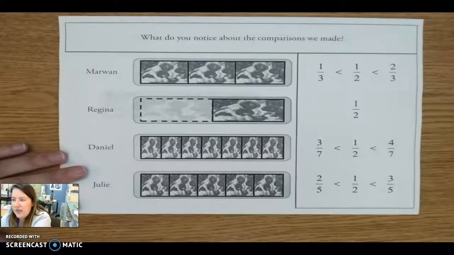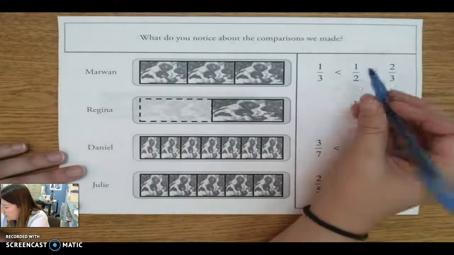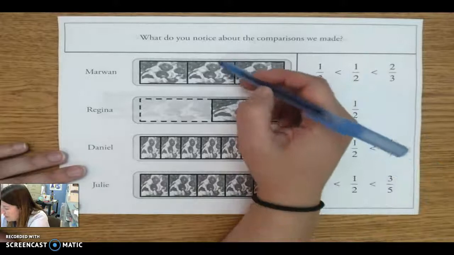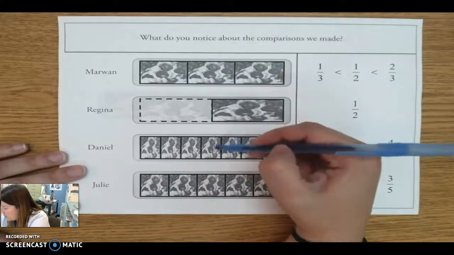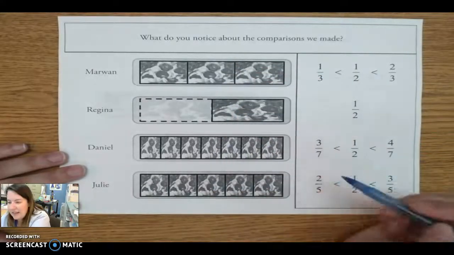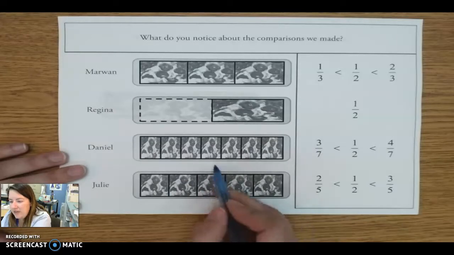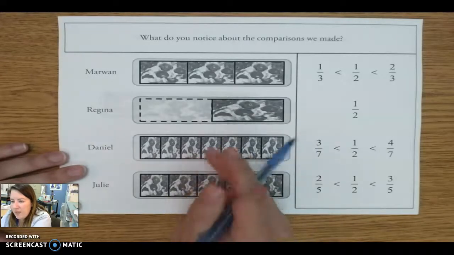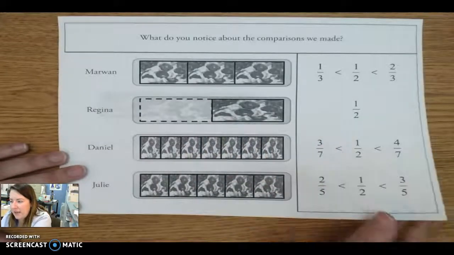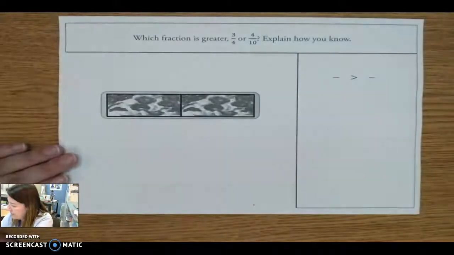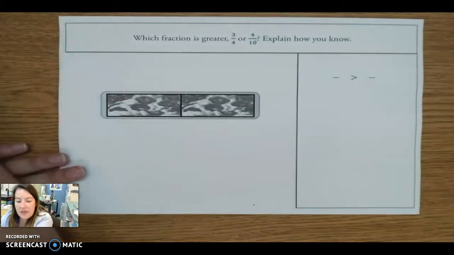What do you notice about the comparisons we made? Very similarly to what we just talked about, right? So the ones with odd numbers can't be split exactly in half. Always you'll have some that are less than a half and always some that are more than a half. But the ones with odd numbers can never be exactly half. We're going to try this together in the next video.